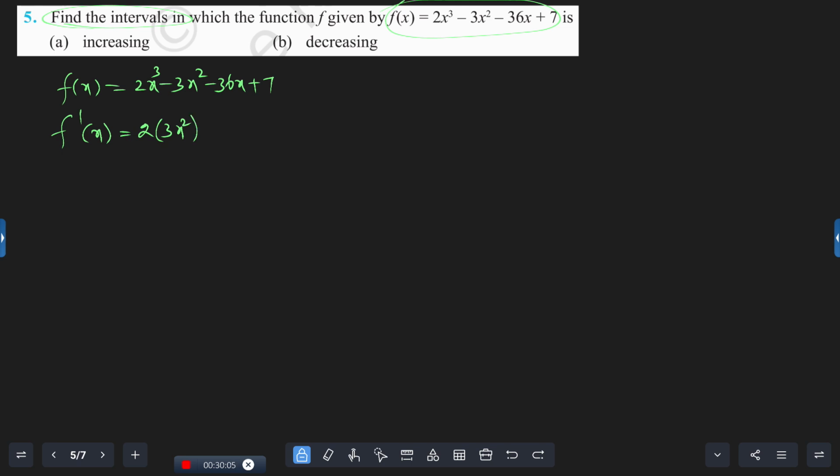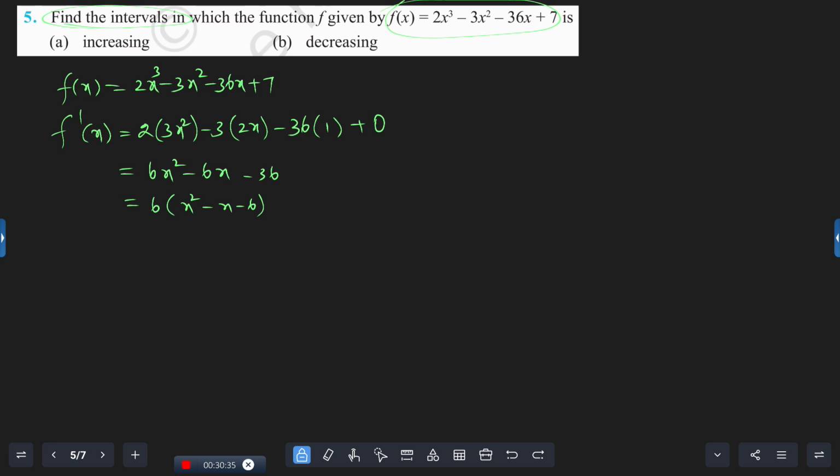So f dash of x means when you differentiate that: 2 into x cube derivative is 3x square, minus 3 into x square derivative is 2x, minus 36 into x derivative is 1, and 7 derivative is 0 because it is a constant. Now you simplify everything. 2 3s are 6 x square, minus 36 into 1 is 36. If you take 6 common outside, what I'm getting here is x square minus x minus 6. So this is my answer.